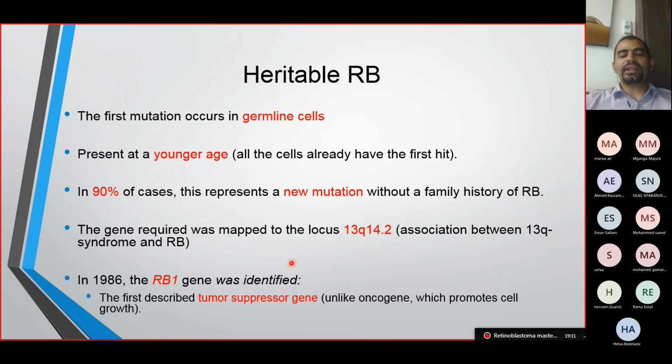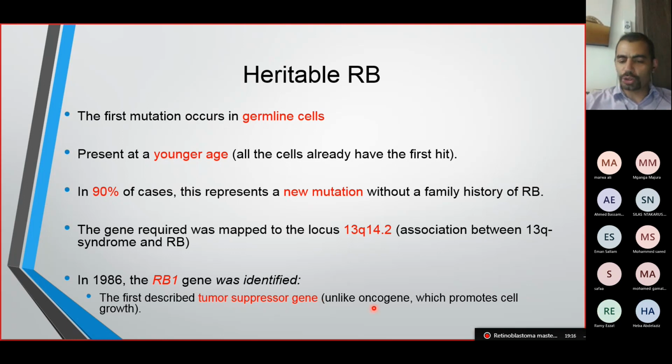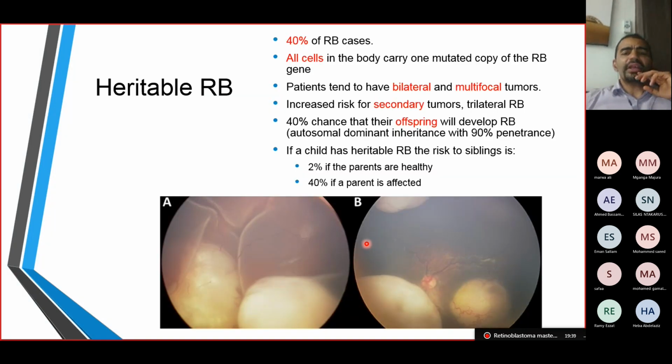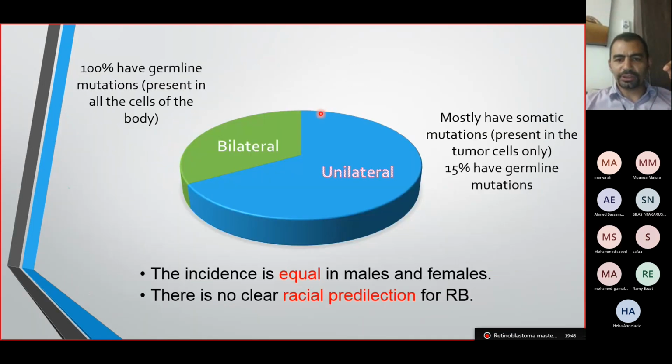We understood that the retinoblastoma 1 gene, which is a tumor suppressor gene rather than an oncogene, is present on chromosome number 13. This is why there is an association between a syndrome called the 13q syndrome and retinoblastoma. Those patients will have mutations in chromosome 13 and they are more prone to develop retinoblastoma. Usually the heritable retinoblastoma represents 40% of the cases.